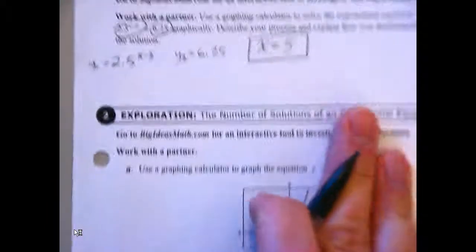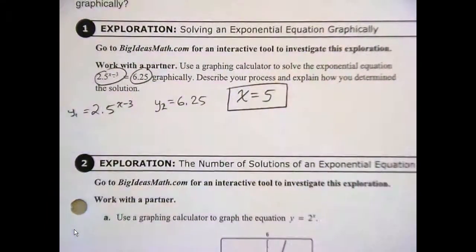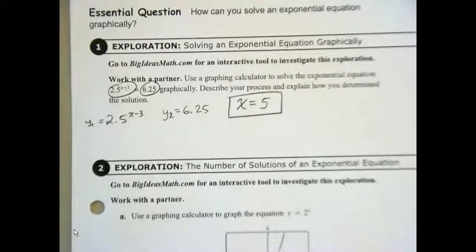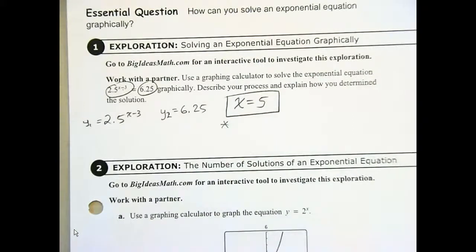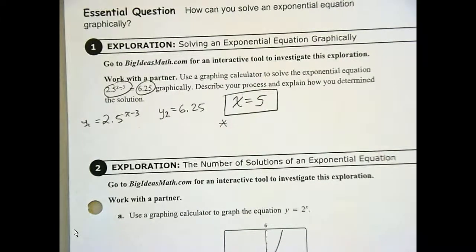Okay, explain the process. You can go through and explain what you did there, or how we use our graphing calculator to do that. You should probably summarize that info down here. I'll give you a couple minutes to do that.